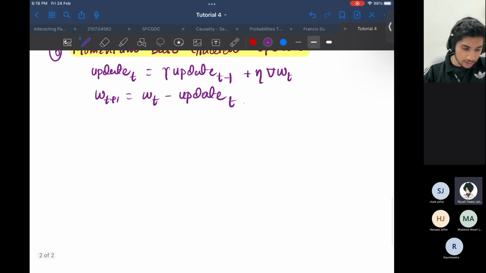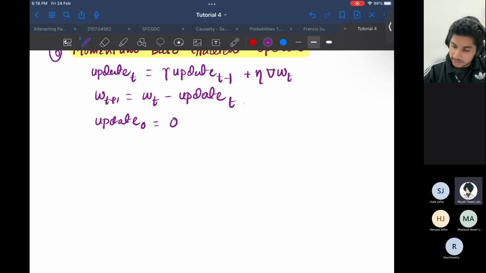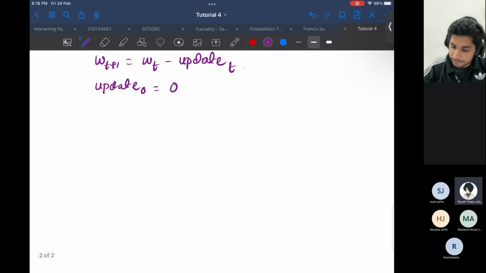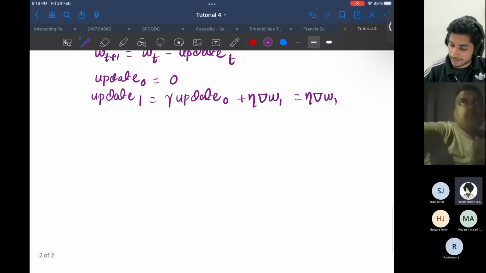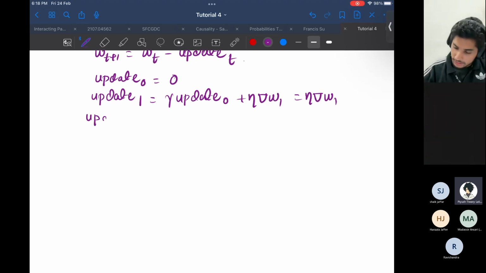And one way to see it is that you just write down your update. Let's say the update at time zero is zero because you have not done anything. The update at time instant one will be gamma times the update at time instant 0 plus eta times the gradient with respect to w1, which will be equal to eta times the gradient with respect to w1. Similarly, you can keep writing the update steps.